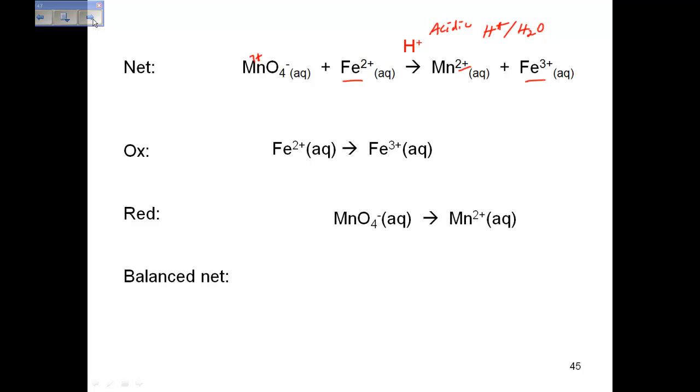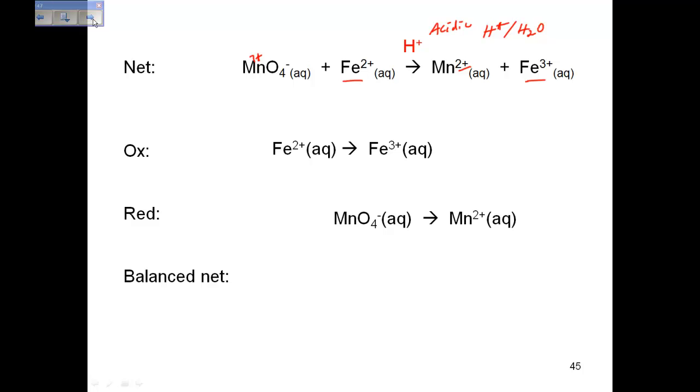Now I didn't put the H plus and water anywhere yet. I'm going to let that happen as I go and balance the equation and let that dictate where to put it. The next step we've got to do is make sure that we balance the atoms. Okay, we see that in the oxidation we have 1 iron on each side. So there's nothing that I need to do to fix that. Let's look at the reduction.